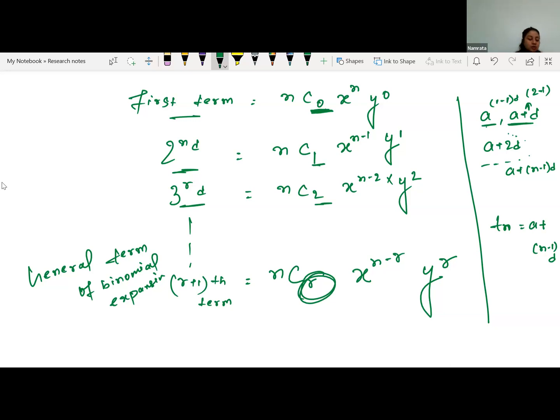Now, one more concept: this is the r plus 1th term. We will be solving questions related to it in the next class. One more concept I want to give you.